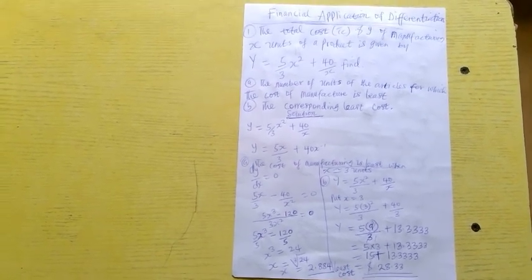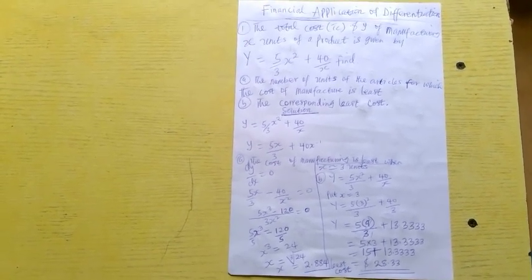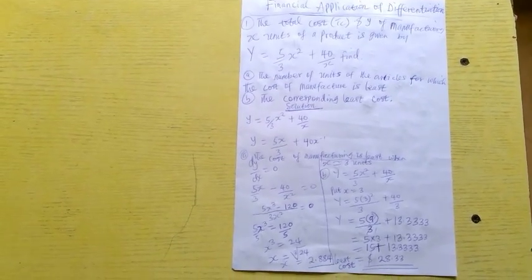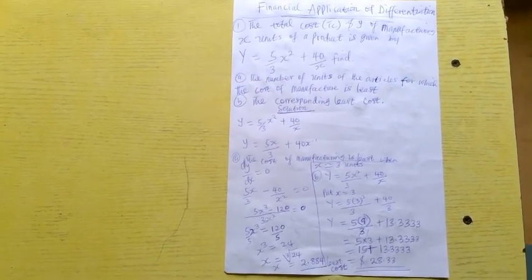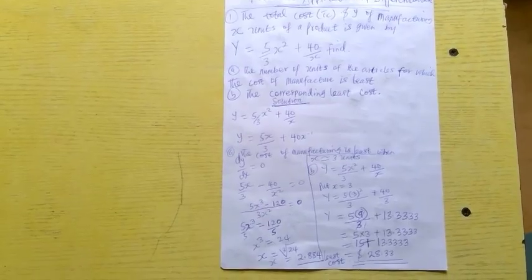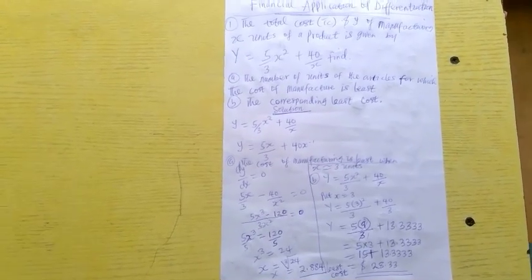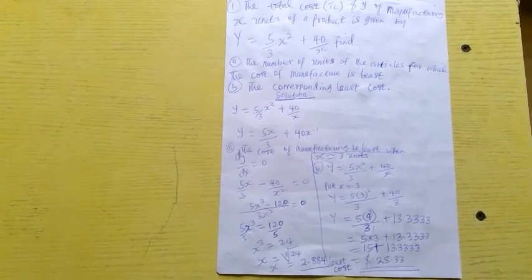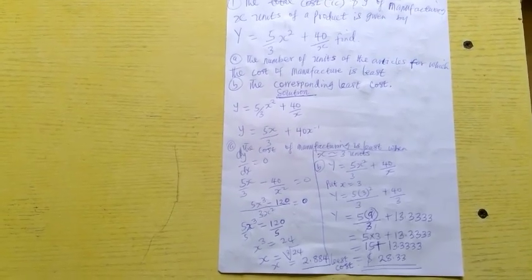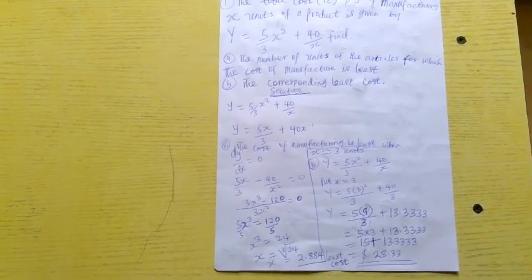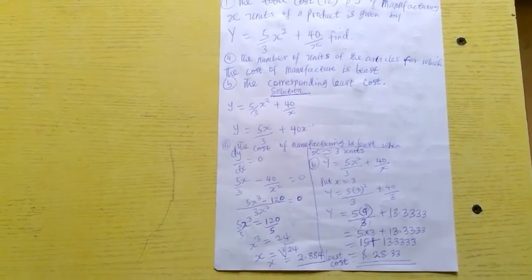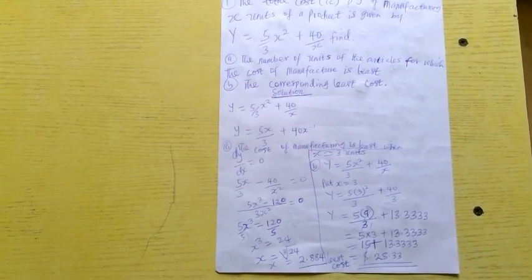Today we are doing financial application of differentiation. The total cost this year of $Y of manufacturing x units of a product is given by Y equals 5 over 3 x squared plus 40 all over x. You are asked to find the number of units of the article for which the cost of the manufacturer is least.